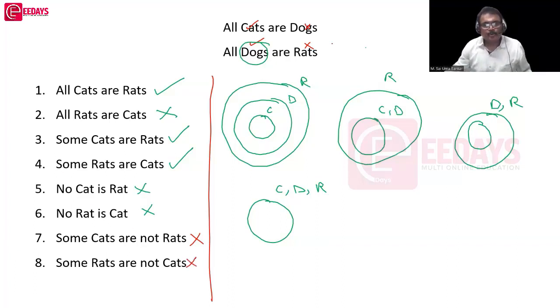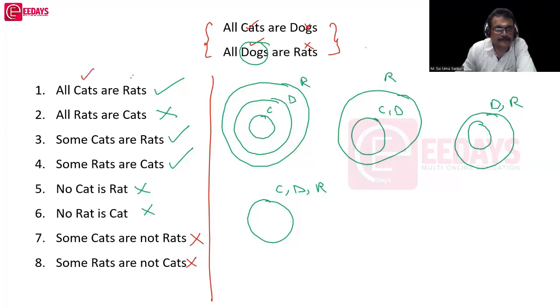See, here two statements are there and 8 conclusions. Of these two statements, 4 Venn diagrams are possible, but only 3 Venn diagrams hold, so only 3 conclusions are valid. What is the condition? See, if you observe in the universal affirmative, whatever the distributed properties are: cats distributed, predicate is not distributed, rats not distributed. Subject is distributed, and the predicate is not distributed.